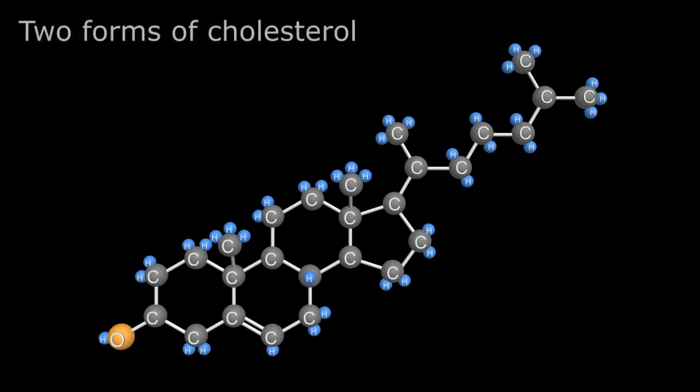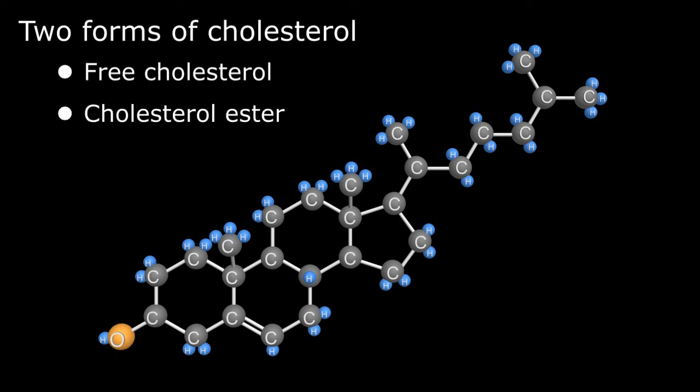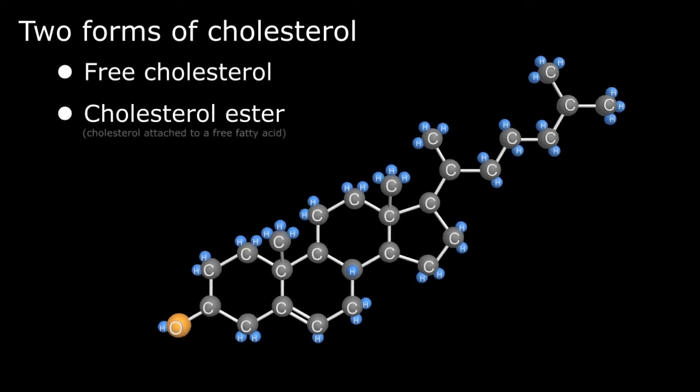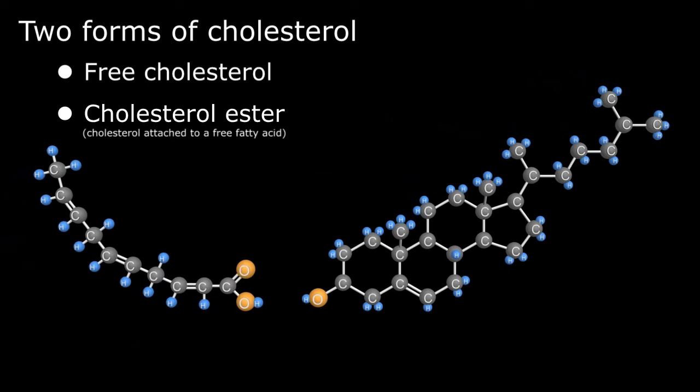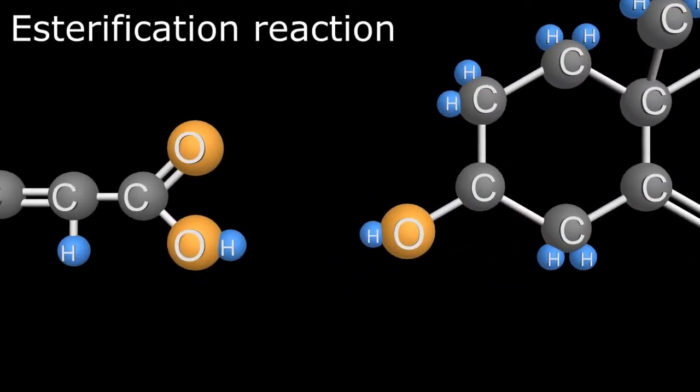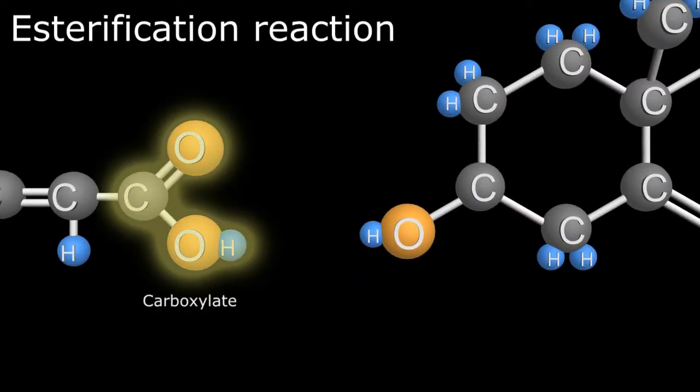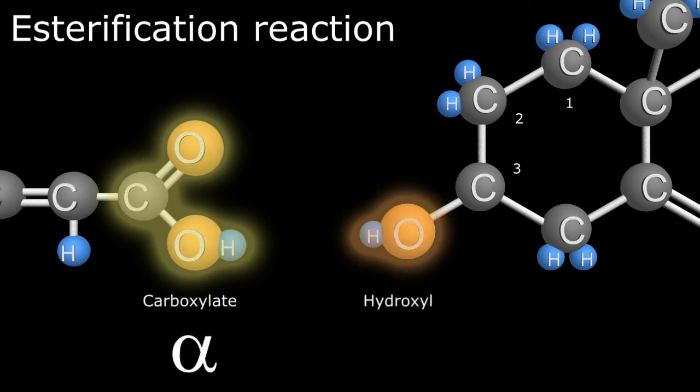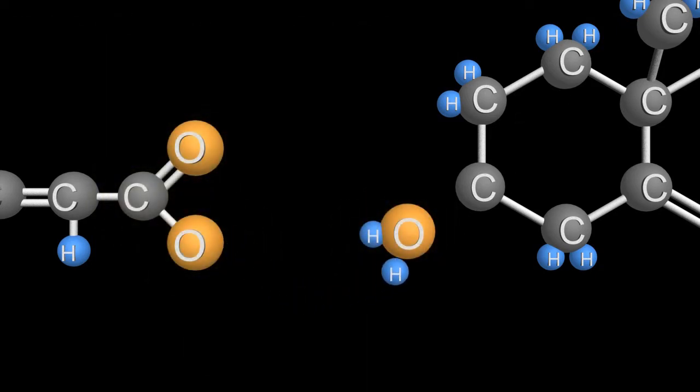The two most important forms of cholesterol when talking about lipid transport are the free form, as seen here, and the cholesterol ester, basically the cholesterol molecule attached to a free fatty acid. As we saw with the formation of triglycerides, the free fatty acid attaches to the cholesterol molecule via an esterification reaction between the carboxylate or alpha end of the free fatty acid and the hydroxyl group off of carbon 3 of the cholesterol molecule, producing a single water molecule in the process.